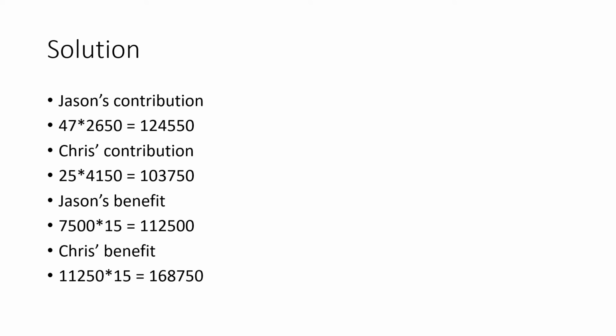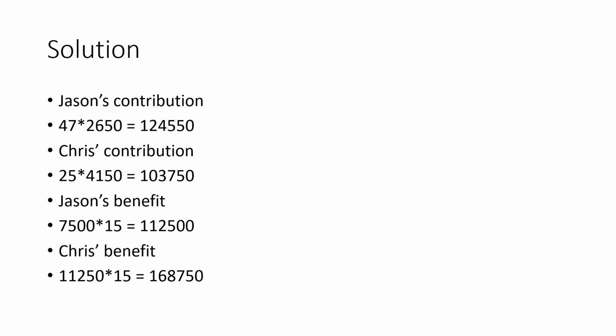Solution. Jason's contribution is 47 years of working times 2,650. This annual contribution is equal to $124,550. Chris' contribution is 25 years of working times annual contribution, which is 4,150, equal to $103,750.